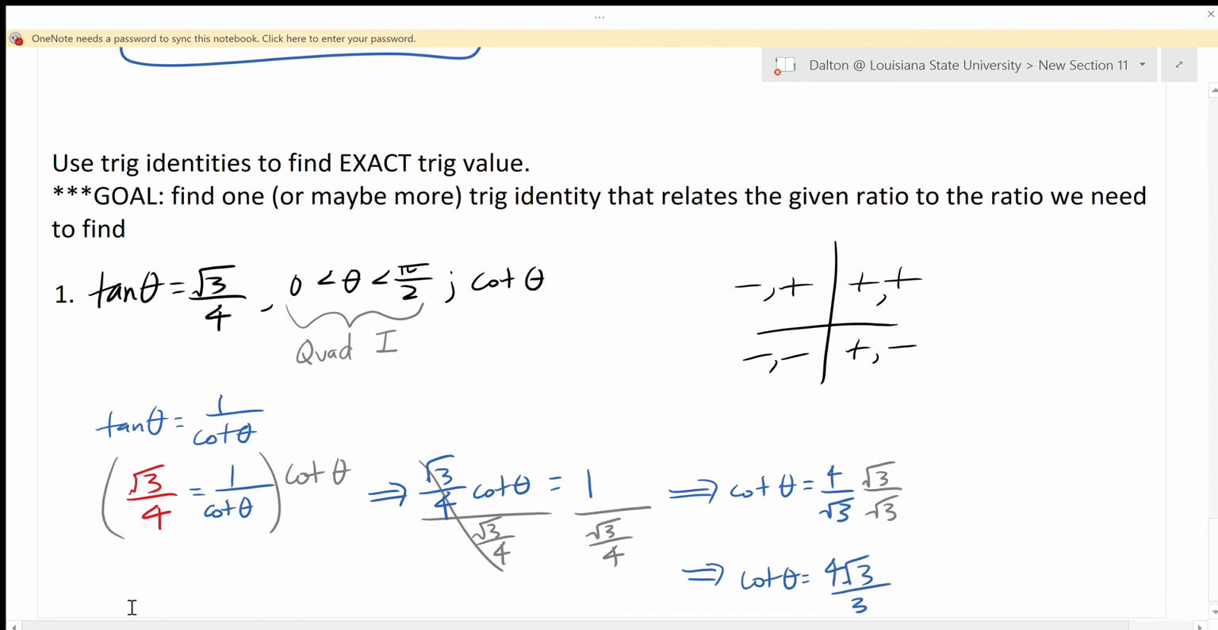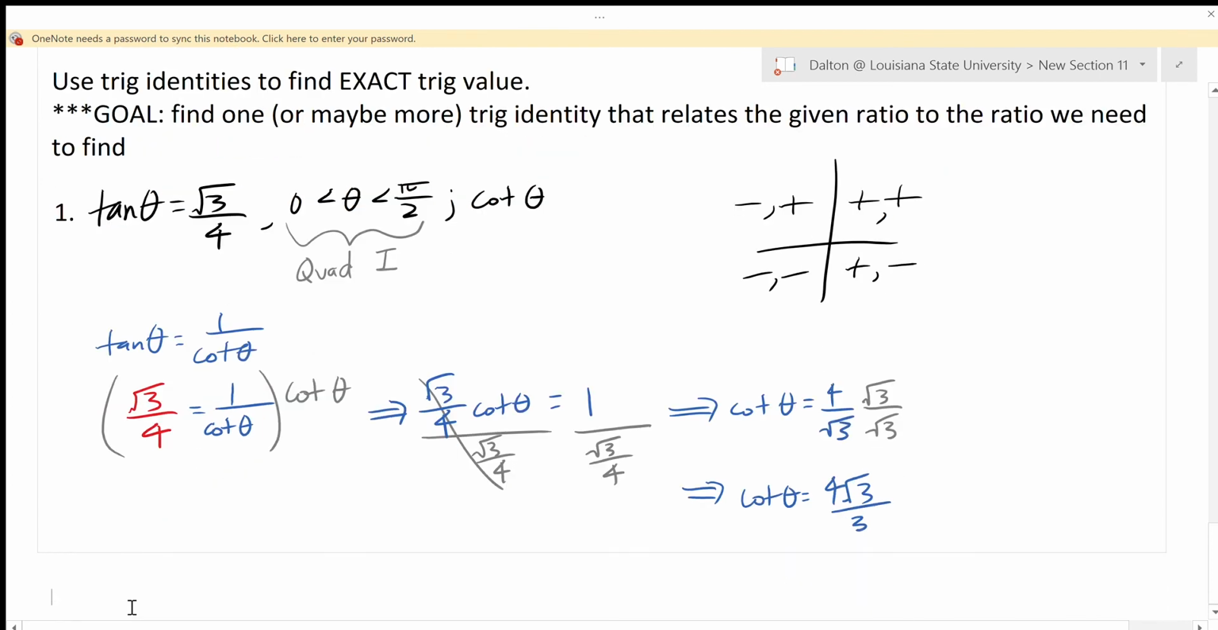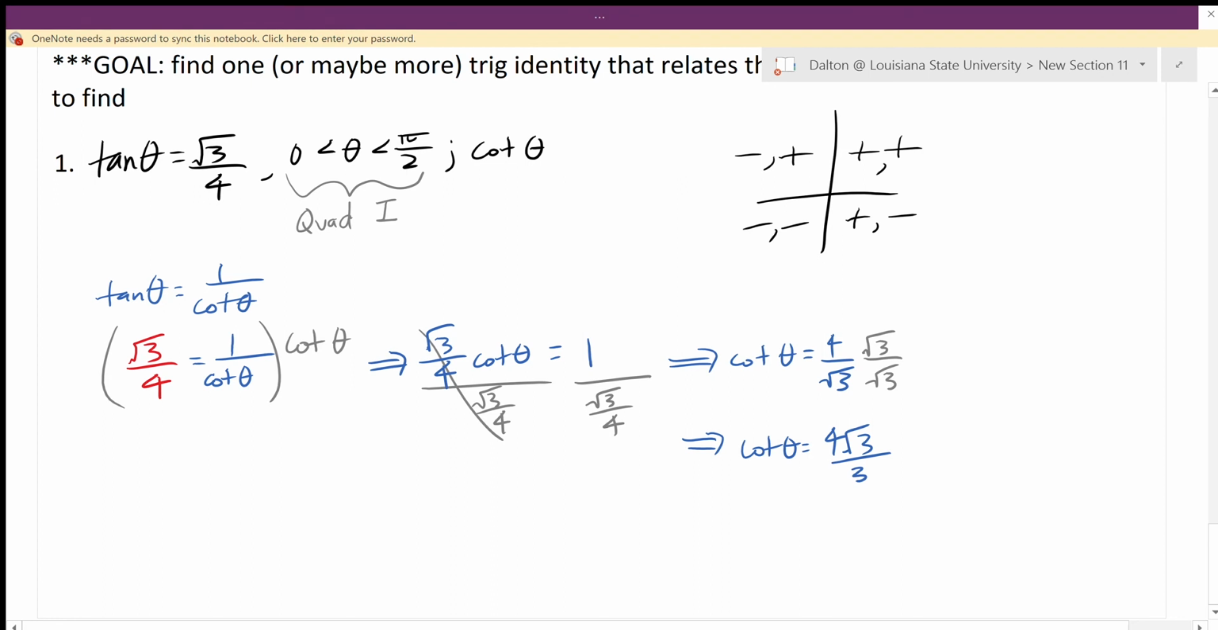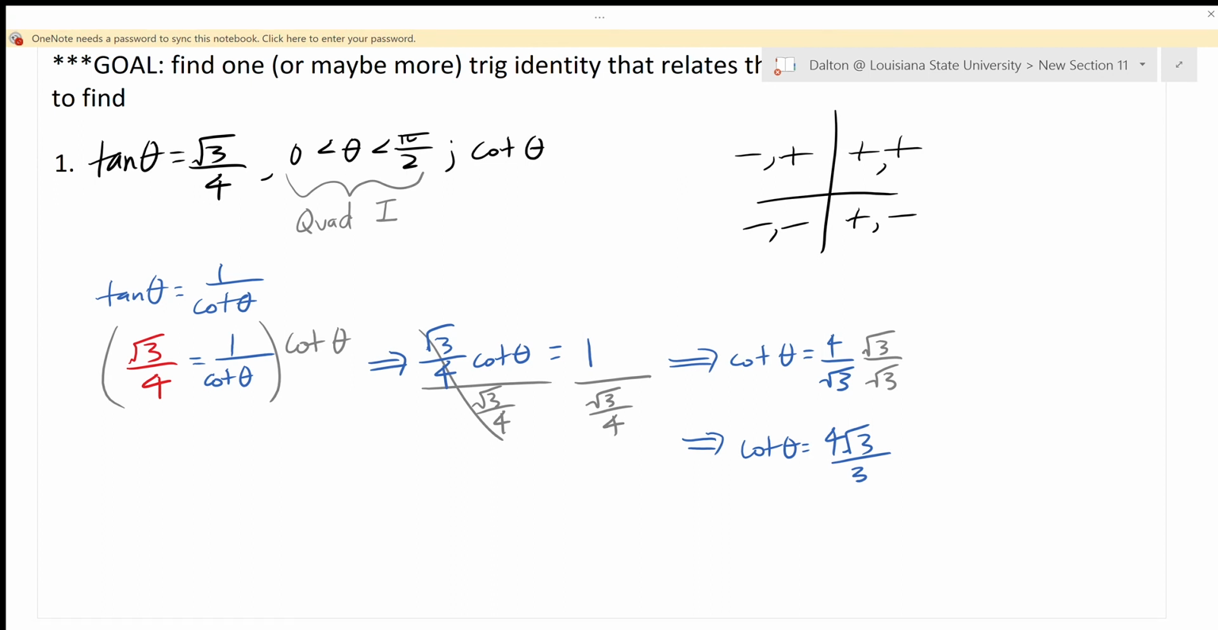Now, before you circle your answer, or box your answer, you need to check. We are in quadrant 1. So is this okay in quadrant 1 to have this value? In quadrant 1, is cotangent positive or negative? It's got to be positive because cotangent is x over y, and my x's and y's are both positive, so this is good. So that's why this one is your answer.